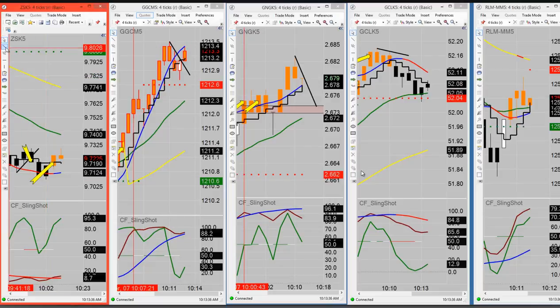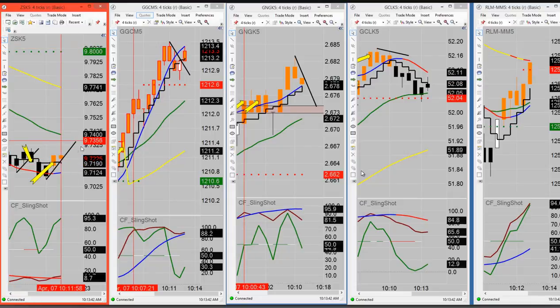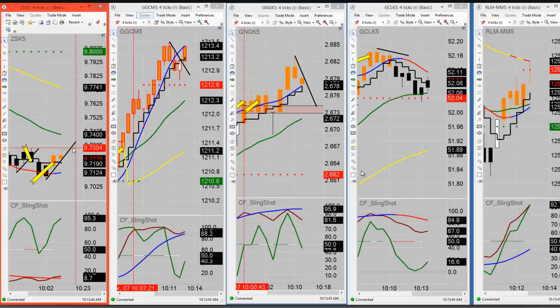Okay, and on the soybeans, I'm going to draw a trend line like that. 73 is the high on this, 72 would be the low. That'd be right on the trend line, but I think that would be okay.